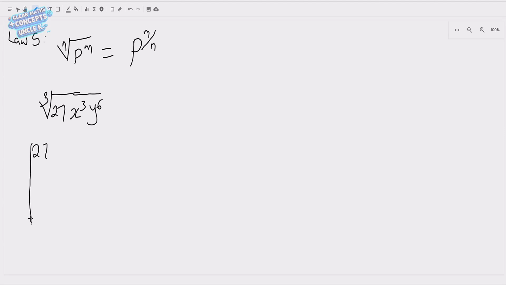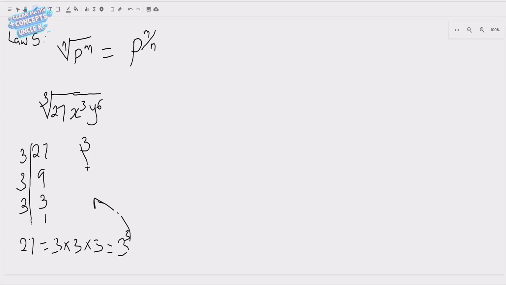I believe you should know that we have been taught LCM before. So 3 in 27 is what? You have 9. 3 in 9 will give you 3. 3 in 3 will give you 1. So that means 27 is 3 times 3 times 3, which is 3 raised to the power of 3. Remember we said law 1, they all have power of 1, right? So 1 plus 1 plus 1, we have 3 raised to the power of 3. So back to the question.